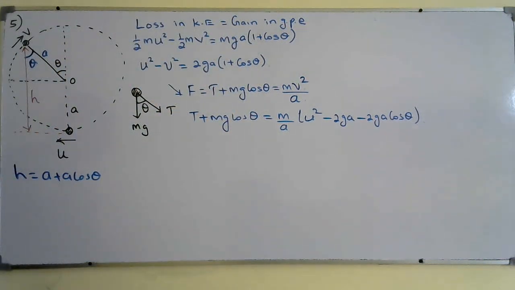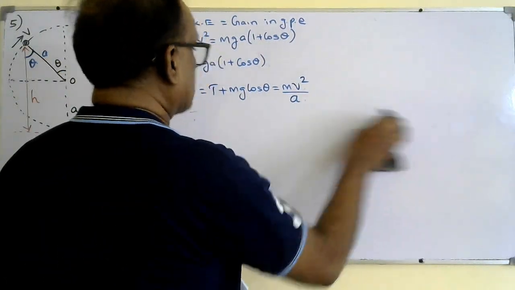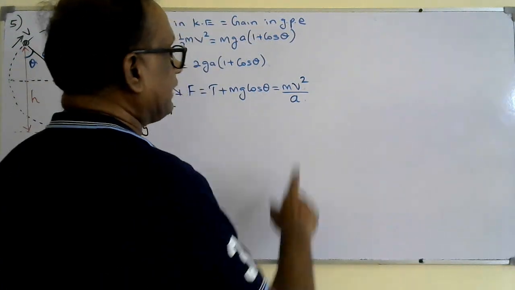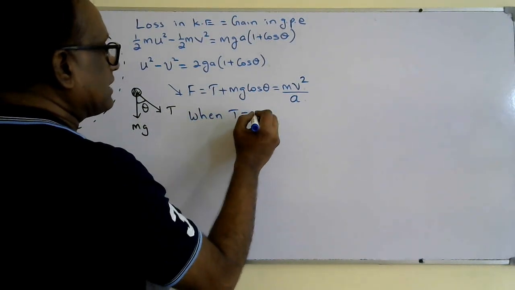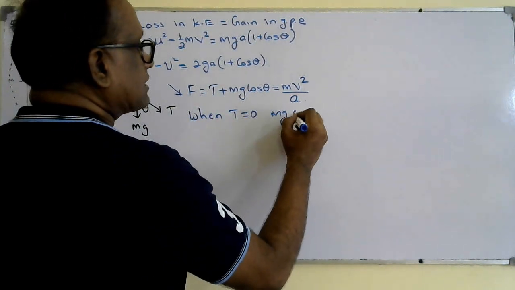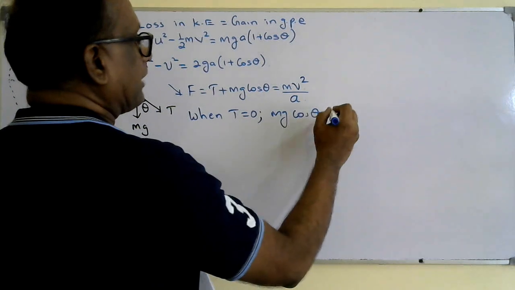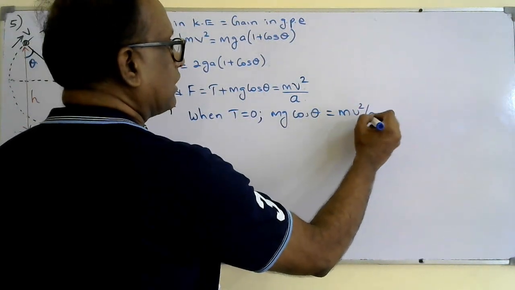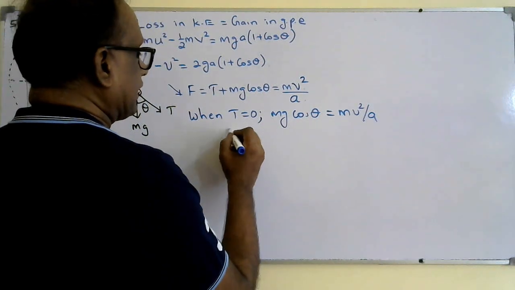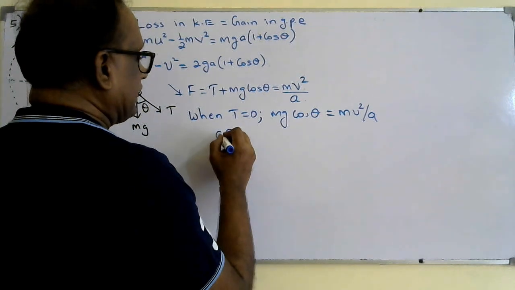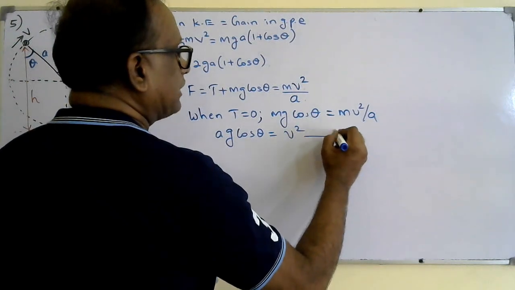We need to eliminate cos theta here because the answer is given in terms of v squared, so we need to keep the v squared. When the string slacks, T is equal to 0. So mg cos theta, with T equals 0, equals m v squared over a. The m gets cancelled, so g cos theta, or you can multiply by a, ag cos theta equals v squared. Let it be equation 2.